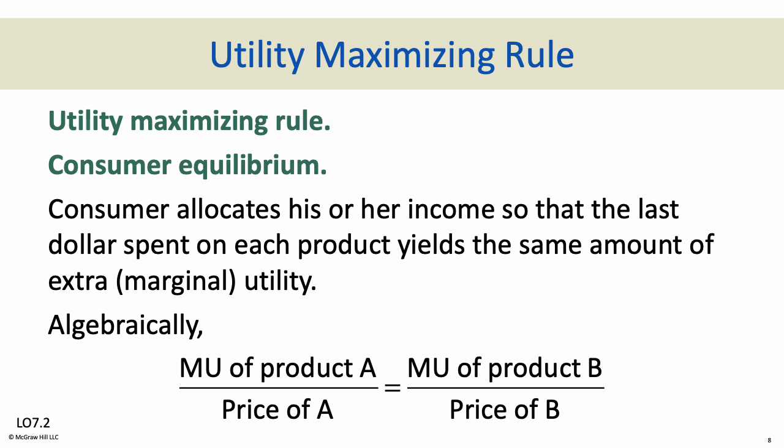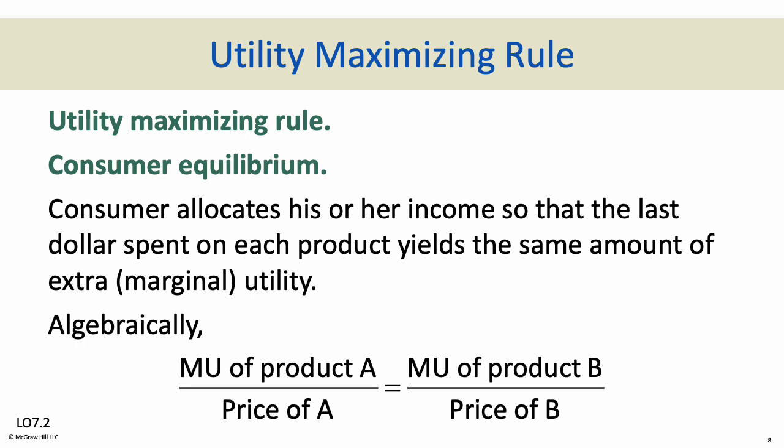Well, what does this mean? It means that a consumer will allocate his or her income so that the last dollar spent on each product yields the same amount of extra, or marginal, utility. So what we mean by this is consumers are going to spend their money or their budget in a way to maximize their own utility.